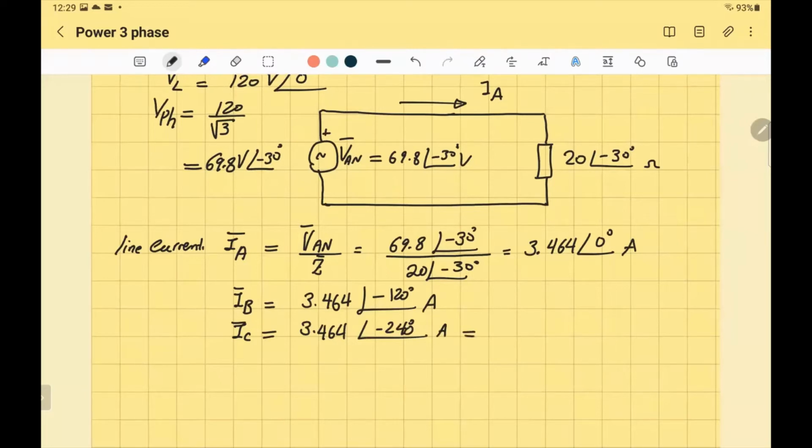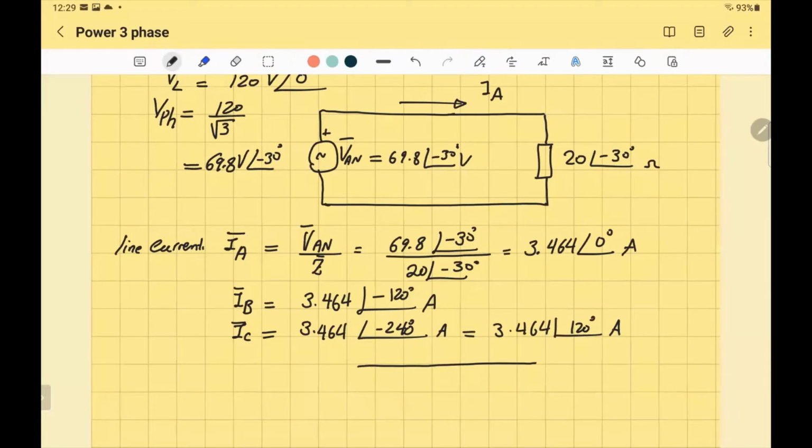And if you like to have a positive value, you can always add 360 to any angle. It doesn't change the value, just instead of looking from this side, the other side. So you have 3.464, and the angle, if you add 360, you get 120. So that was easy.